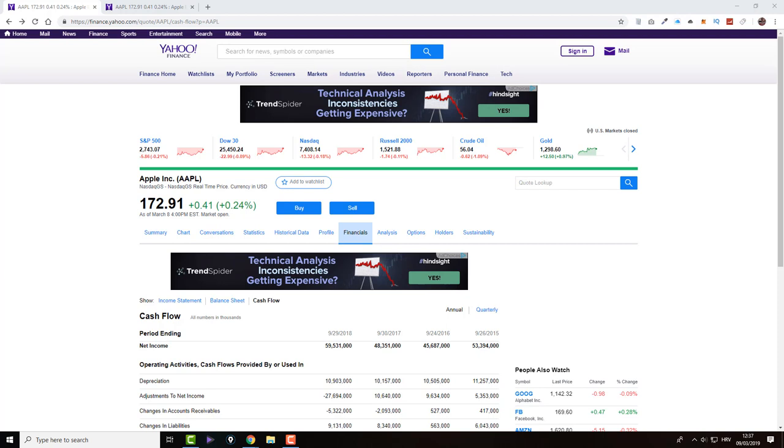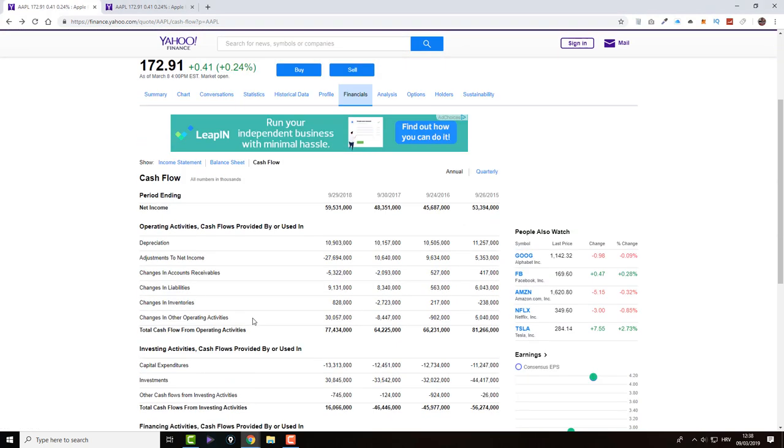For the income statement, in the previous examples on this channel, I used Microsoft. For the balance sheet, I used the example of Apple. And today I'm going to use the Apple example for the cash flow statement as well. The difference between all of those three statements is that a cash flow statement comes in three specific sections.